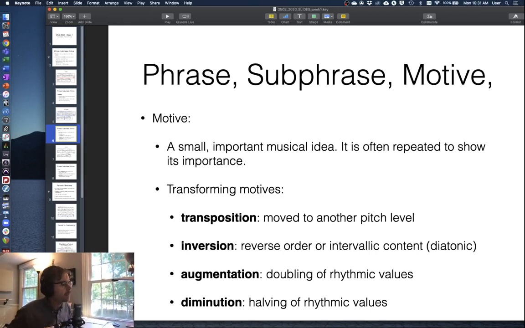We can invert it, meaning we reverse the order of intervallic content. Basically, if the original idea went up, instead it goes down. We can augment it, meaning we can change the amount of rhythmic values, make it longer in time, and we can make it diminished, or basically make it faster. There's just ways in which we can manipulate a motive.